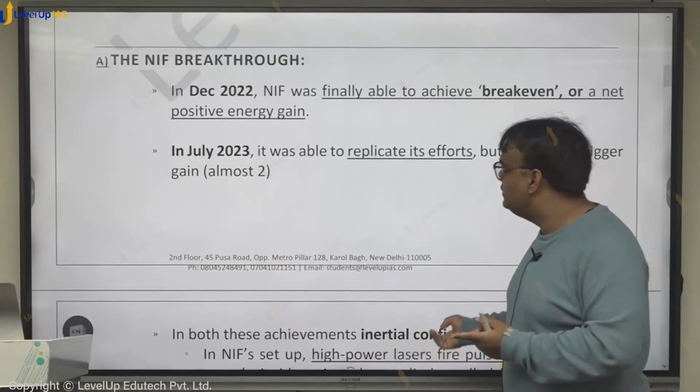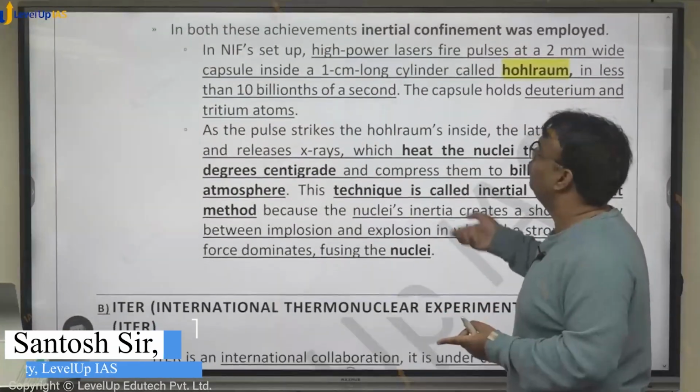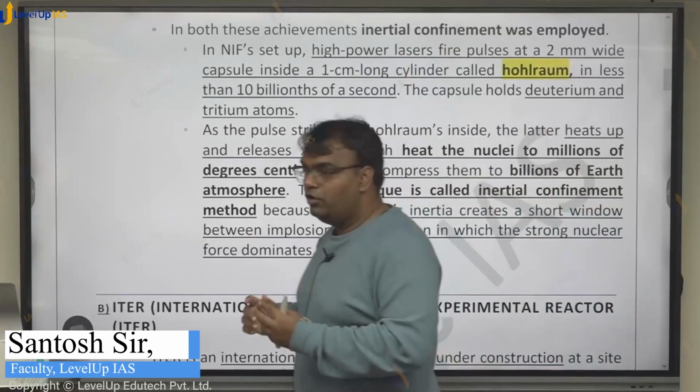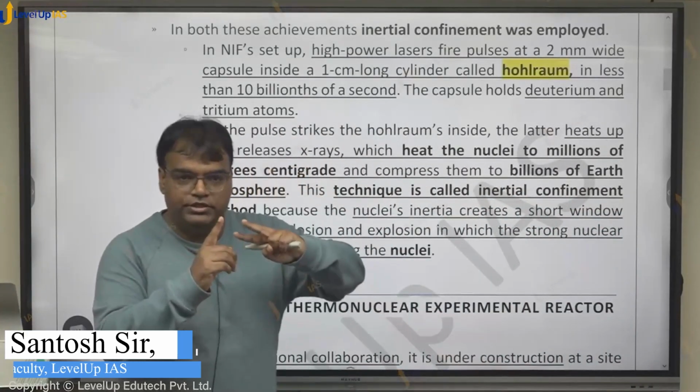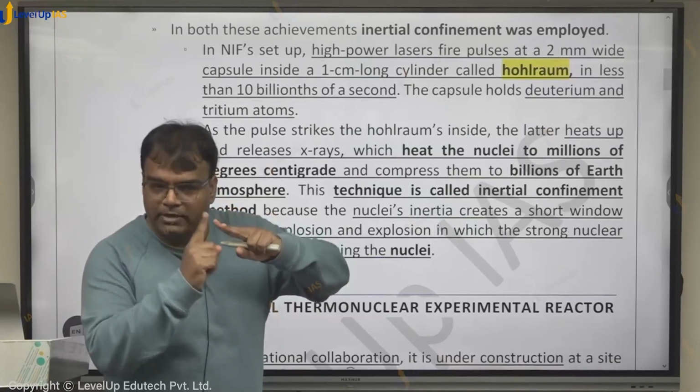Confinement method. Let us understand the inertial confinement method and the magnetic confinement method a little. We have used two terms. Nuclear fusion we are achieving in two different ways. One is inertial confinement, the other is magnetic confinement.